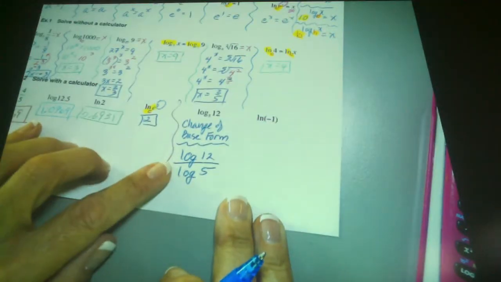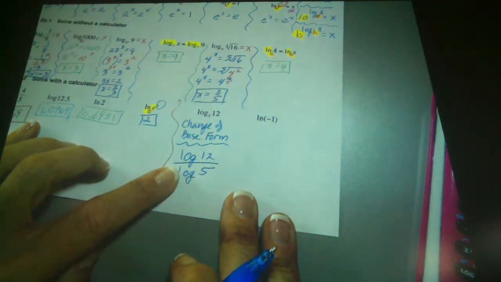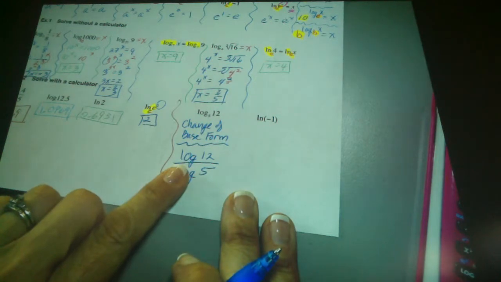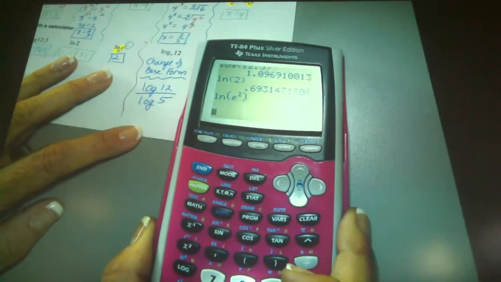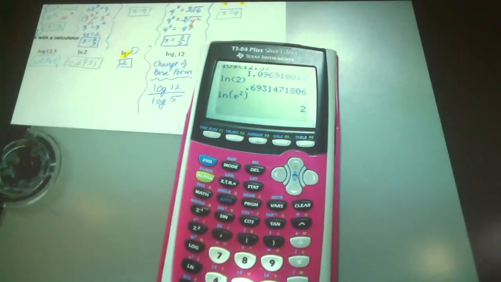So we're using the common log of base 10 to change the base. So a common log of base 10 of 12 divided by a common log of base 10 of 5. That way I can get around it on my calculator. And all I have to do is log of 12, make sure you're closing those parentheses, divided by the log of 5.